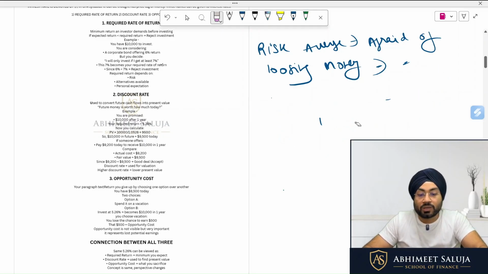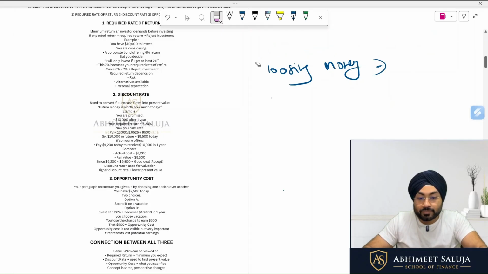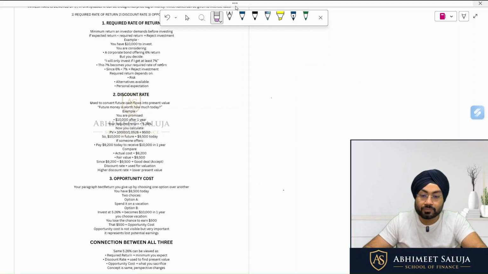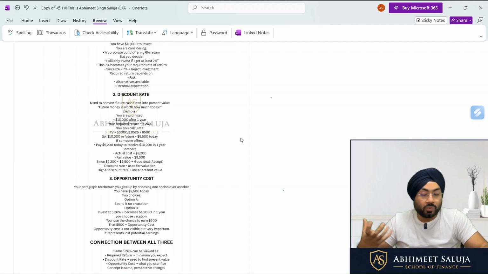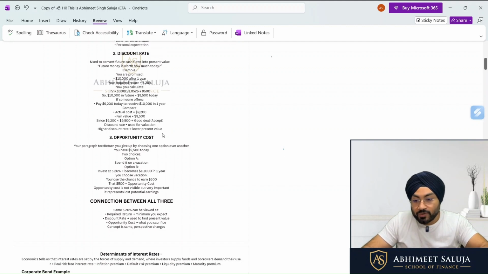All right. Now moving ahead, discount rate. What is discount rate? It is used to convert future cash flows into present value. How do we get to the intrinsic value of a particular asset class? We just discount all the future cash flows which are going to come from that particular asset class. Future money is worth how much today? We get that by using the discount rate.